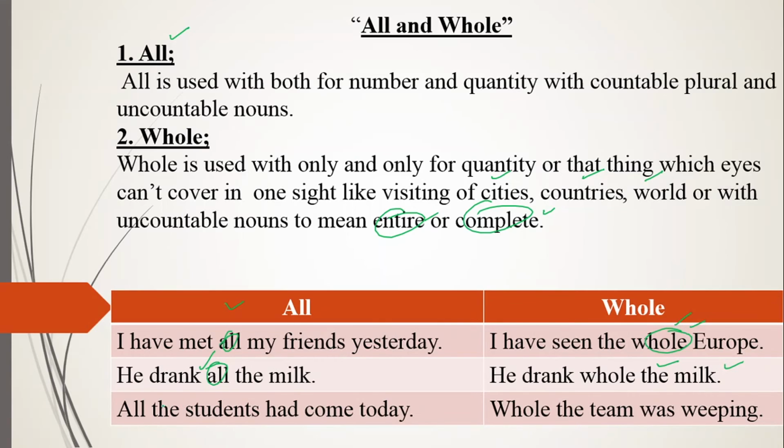Last example for "all": the students had come today. Now we are talking about all students, that is again countable. All the team was weeping. Now this is all the team, that cannot be seen at once. Someone was here and someone was there, that cannot be seen. So this is today's topic, difference between "all" and "all".